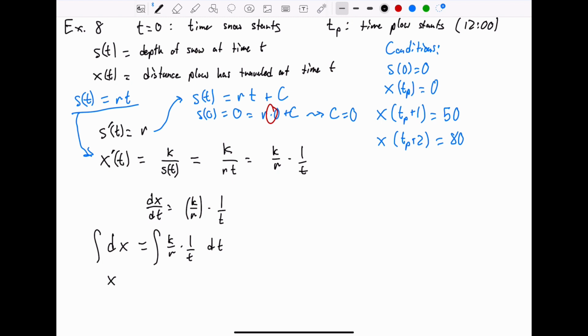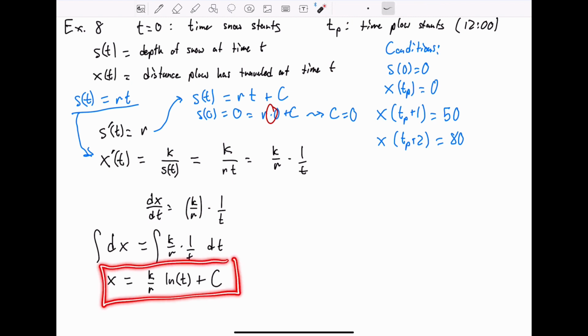And now k over r is a constant. So we have k over r times the antiderivative of 1 over t. The antiderivative of 1 over t is the natural log of t. We add plus some arbitrary constant. We'll just use c again. And here is a function that describes the distance that the snowplow has traveled in terms of time.